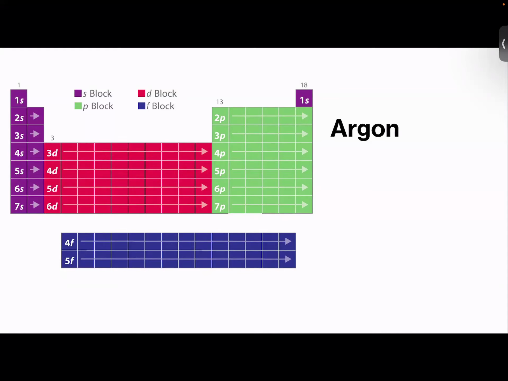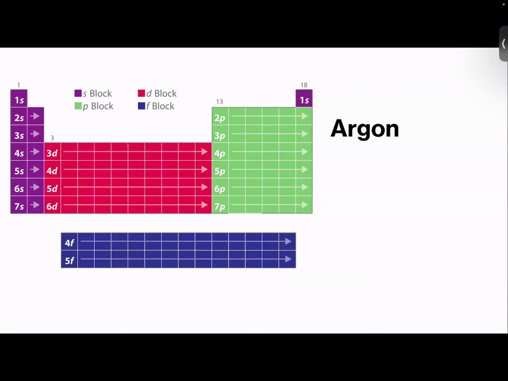5s, 4d, 5p, 6s, 4f, 5d, 6p, 7s, 5f, 6d, 7p. But folks, the reason the periodic table is arranged this way is because it takes into account that energy diagram. It takes into account those energy levels.